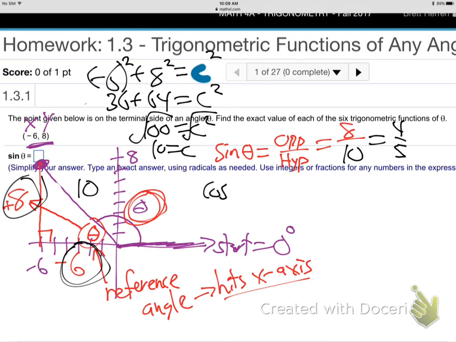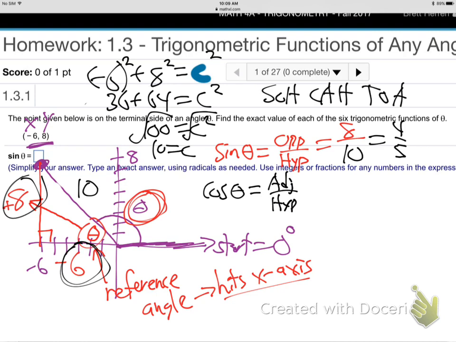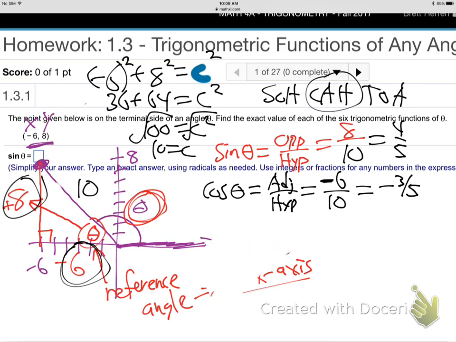Now, what's the cosine? Negative 6 over 10. Good. Yeah, cosine, SOHCAHTOA, is adjacent over hypotenuse, right? The CAH, C-A-H, SOHCAHTOA, remember? So cosine's adjacent over hypotenuse. So from this angle theta, the adjacent side's the negative 6, isn't it? Negative 6 over 10. Reduce that fraction. Negative 3/5. Good so far.